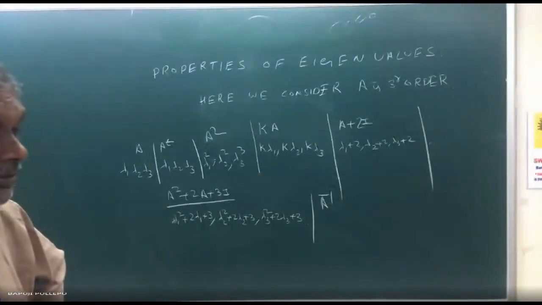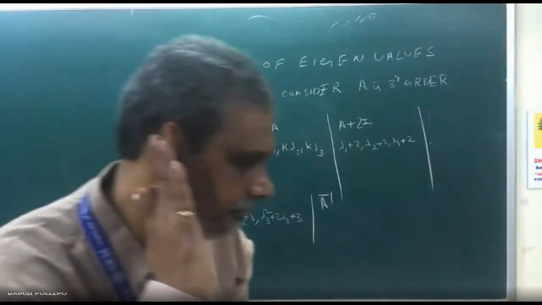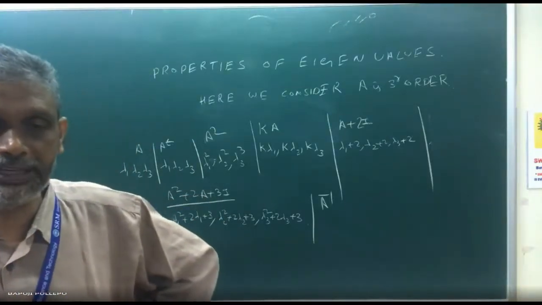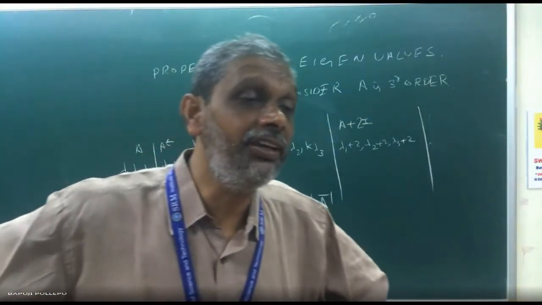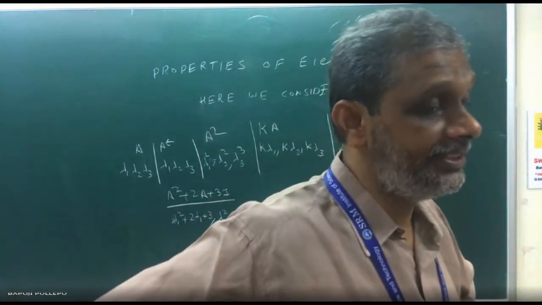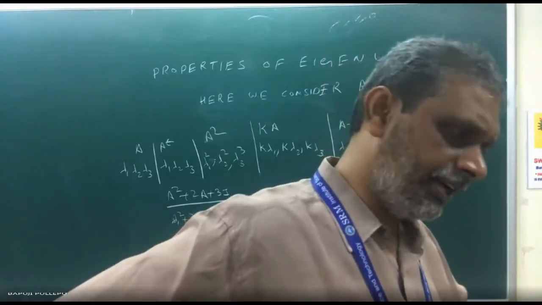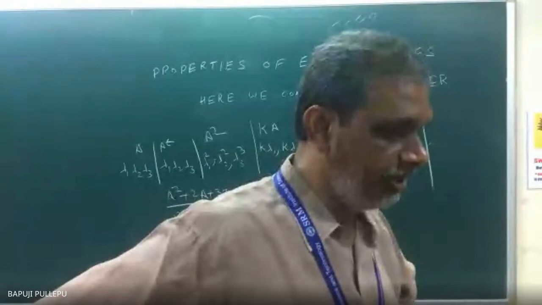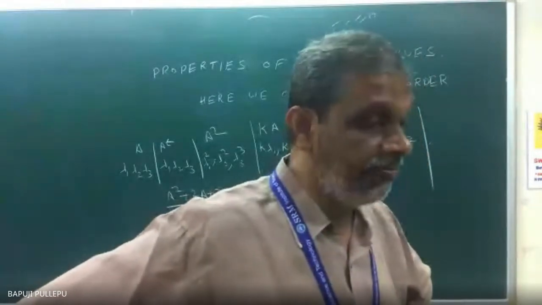Adjoint of A by determinant of A. That determinant is also a matrix, so it's not a reciprocal, correct? But why are we saying 1 by lambda 1? Can anyone explain? It's absolutely correct, no doubt. Knowing or not knowing, you gave the right answer. But why?